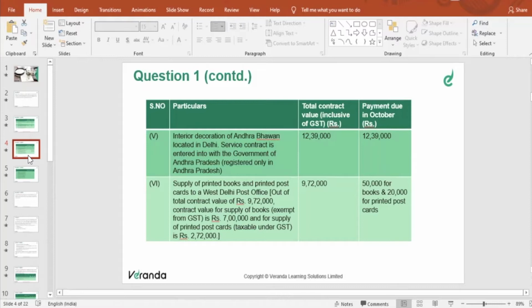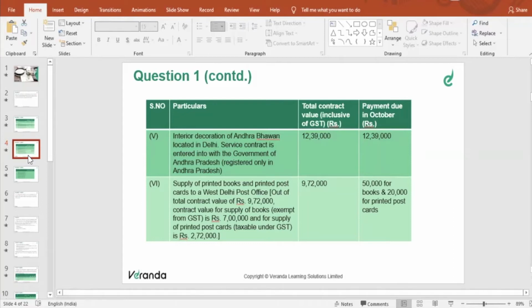So first we have to see whether Andhra Bhavan is covered under the definition, because the service contract is being entered with the government of Andhra Pradesh. So first of all, we can just picturize it that the government of Andhra Pradesh is a government entity only. The state government or central government, you can take it up. Yes, state government of Andhra Pradesh. Whatever you are understanding, I just want to understand in this question.